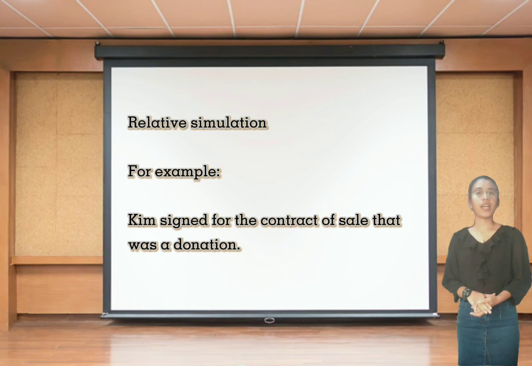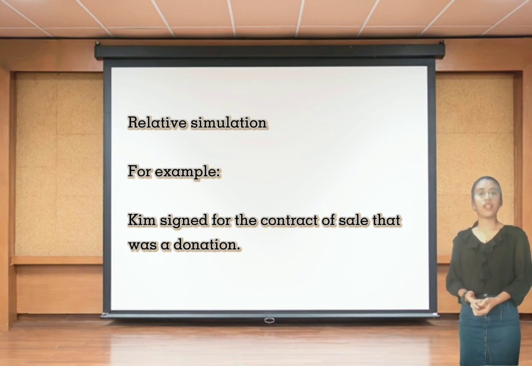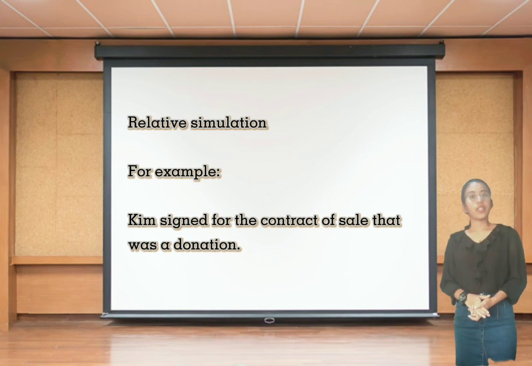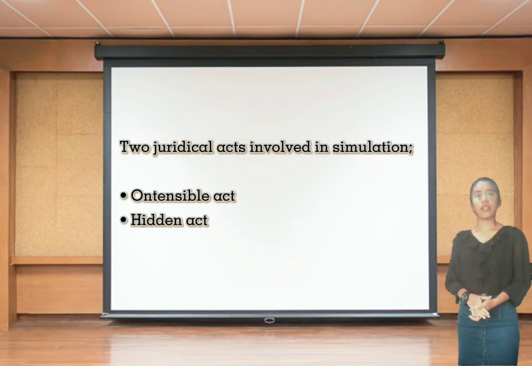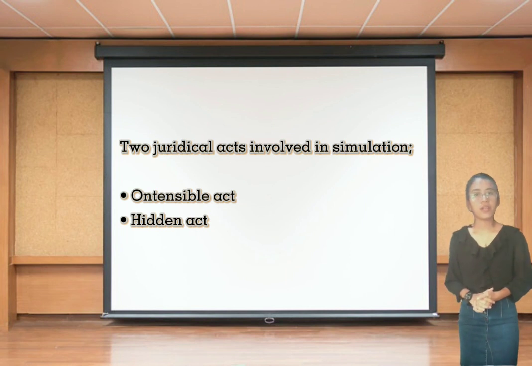That she will prevent having a legal effect. In this situation, there was an existing contract. However, the party does not show the real intention of it. Additionally, in this article, there are two juridical acts involved in simulations: ostensible act and hidden act.